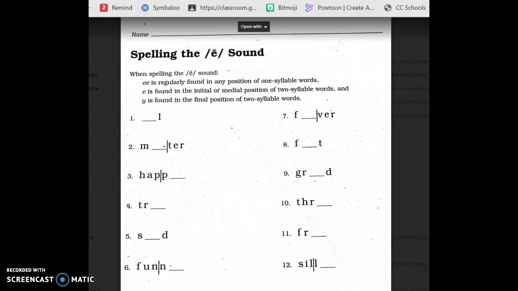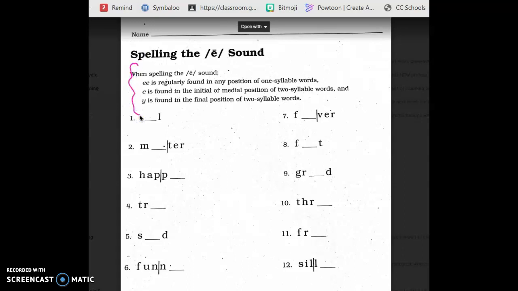Hi, everyone. Okay, so let's go over worksheet 49. You just watched the video talking about spelling with the E sound, and you were given several examples. We're going to read the rules together, and then let's fill in this side of the worksheet together. All right, so let's look at the rules here at the top. Let me underline those for you right in here.